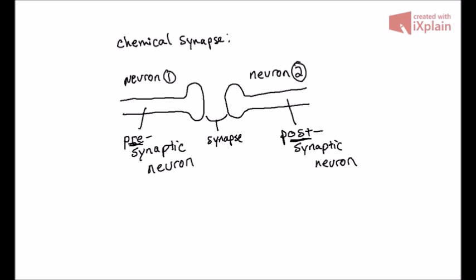Now also something you should understand is that in the chemical synapse, since there's this space, there's this gap between the end of the presynaptic neuron and the beginning of the postsynaptic neuron, this gap is called the synaptic cleft.